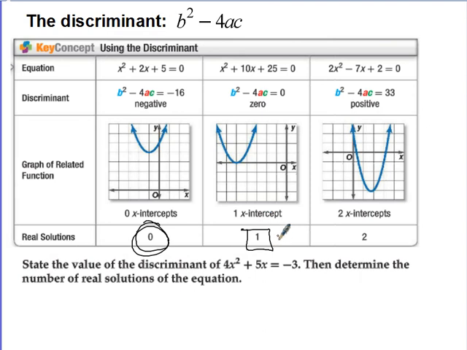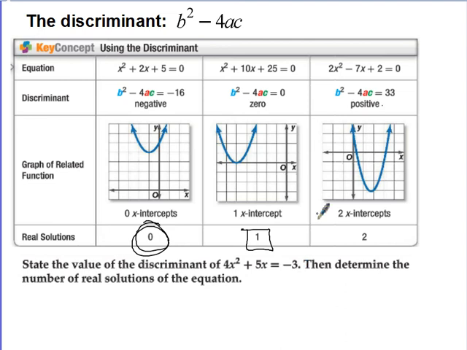And then if the discriminant is a positive number, then there are two real solutions. Okay, it doesn't matter what number it is. If it's a positive number, there are two real solutions. So let's look at this example. All right, 4x squared plus 5x equals negative 3. We got to find the discriminant and the number of real solutions.